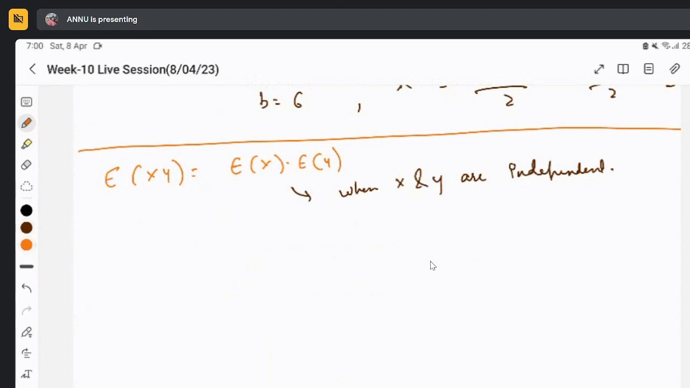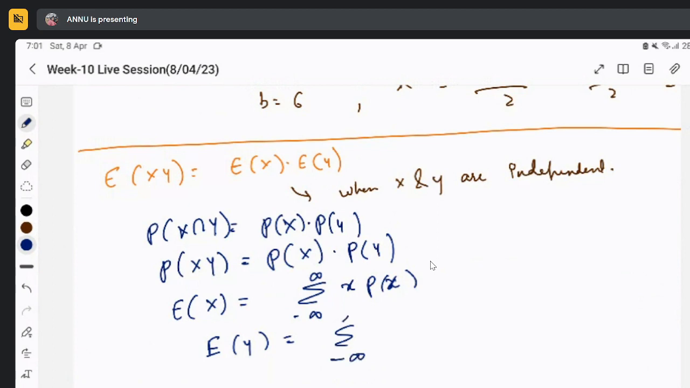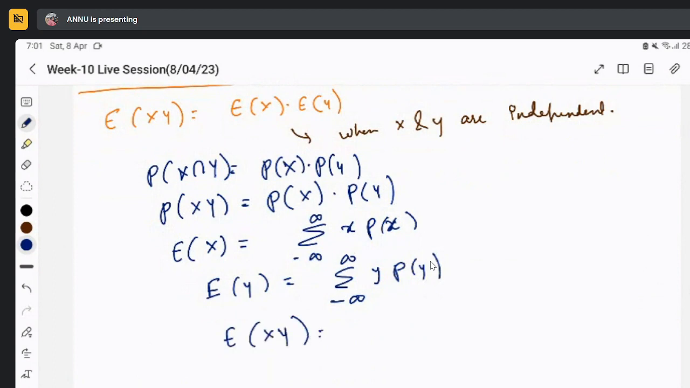Yes. So since you told me their intersection is equal to P of X into P of Y. Their intersection means 'and'. So P of X and Y we also call P of X into P of Y. And if you calculate E of X, it is simply the integral of x into P of x from minus infinity to infinity. E of Y is the integral from minus infinity to infinity of y into P of y. So if we calculate E of xy, it is the double integral of x y times P of x y, with x and y from minus infinity to infinity.